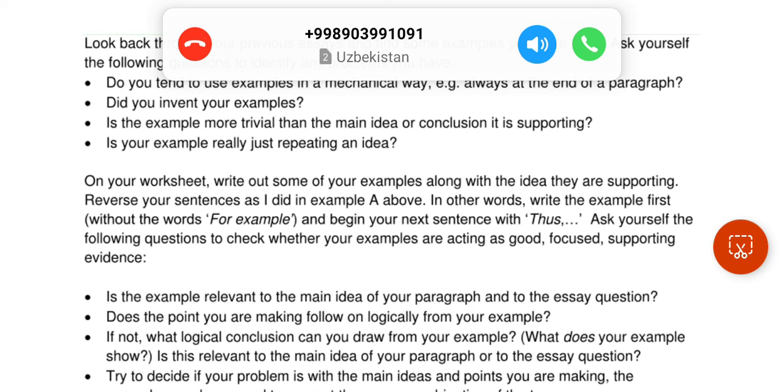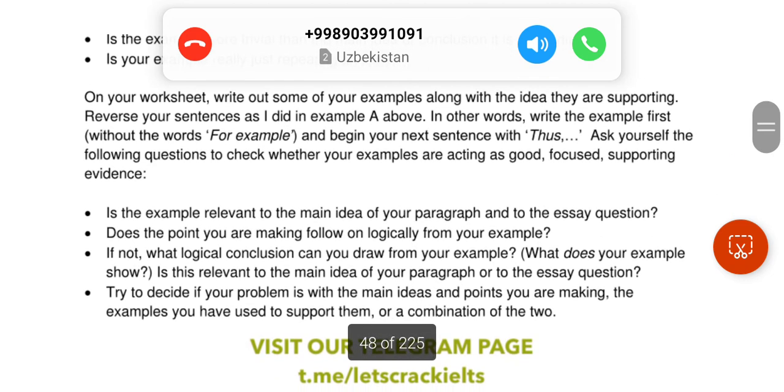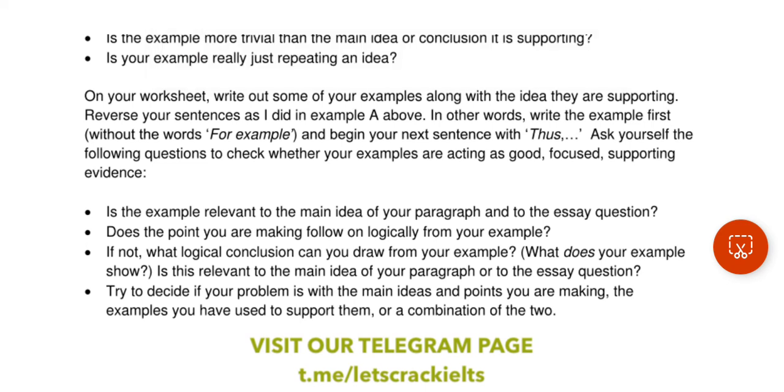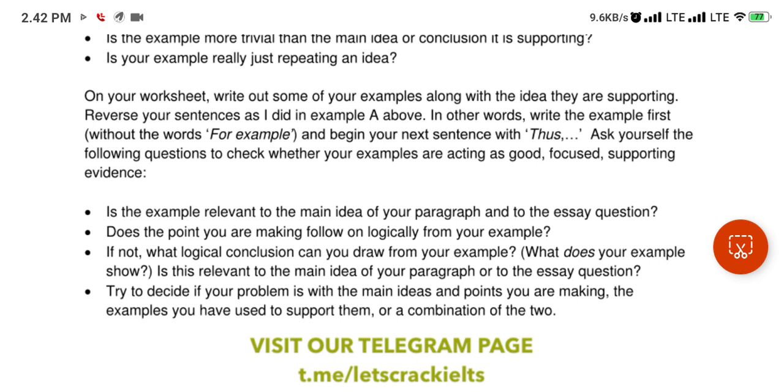Is the example relevant to the main idea of your paragraph and to the essay question? Does the point you are making follow logically from your example? If not, what logical conclusion can you draw from your example? What does your example show? Is this relevant to the main idea of your paragraph or to the essay question? Try to decide if your problem is with the main ideas and the points you are making, the examples you have used to support them, or a combination of the two.